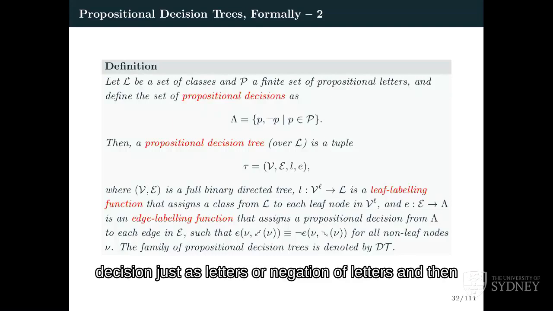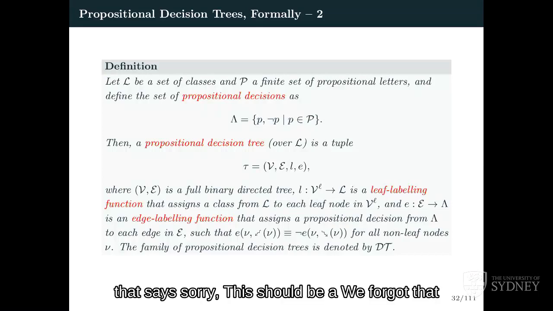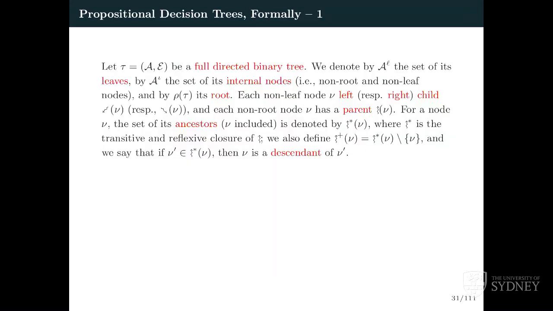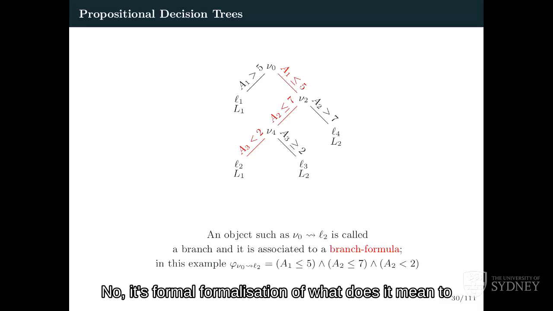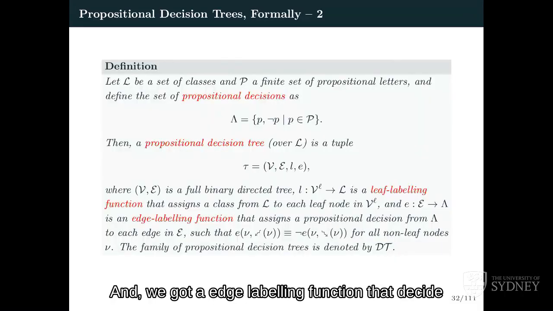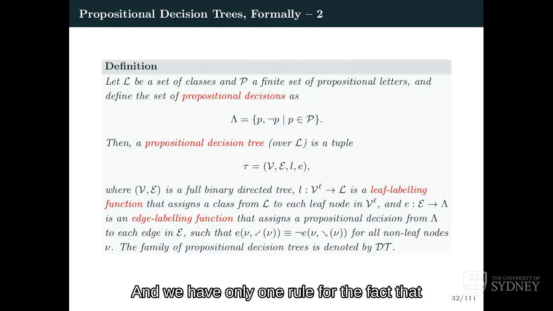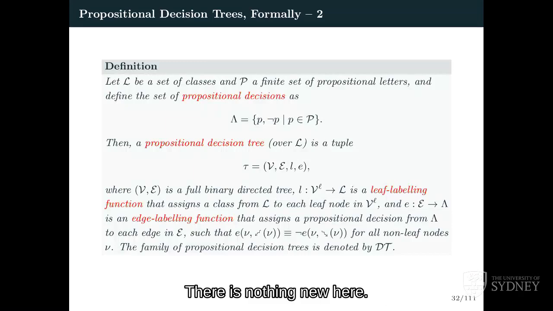define the propositional decision just as letters or negation of letters, and then a propositional decision tree over L is a tuple that says, sorry, this should be A. We forgot that this is a full binary tree as before, so everything is A here, right? A full binary tree. We got a leaf labeling function. The function that decides to which leaf which is the label. It's a formalization of what it means to put a label on a leaf. And we got an edge labeling function that decides for every edge what is the decision that you put on. And we have only one rule. Besides the fact that it is a full binary tree, we have only one rule. Every decision on one edge is the logical opposite of the decision on the opposite one. Okay? Easy. There is nothing new here.